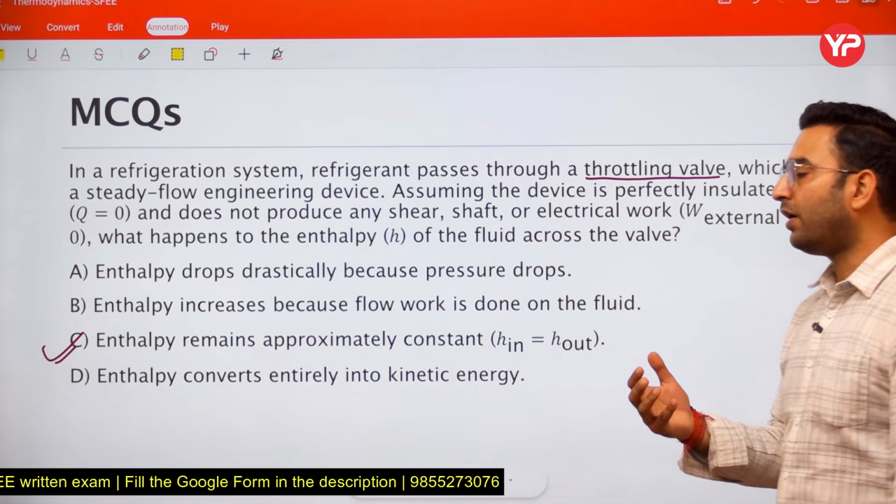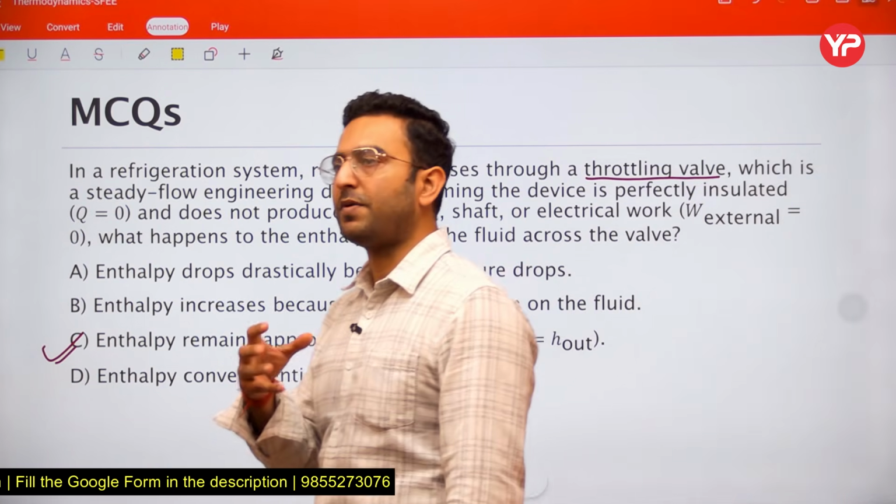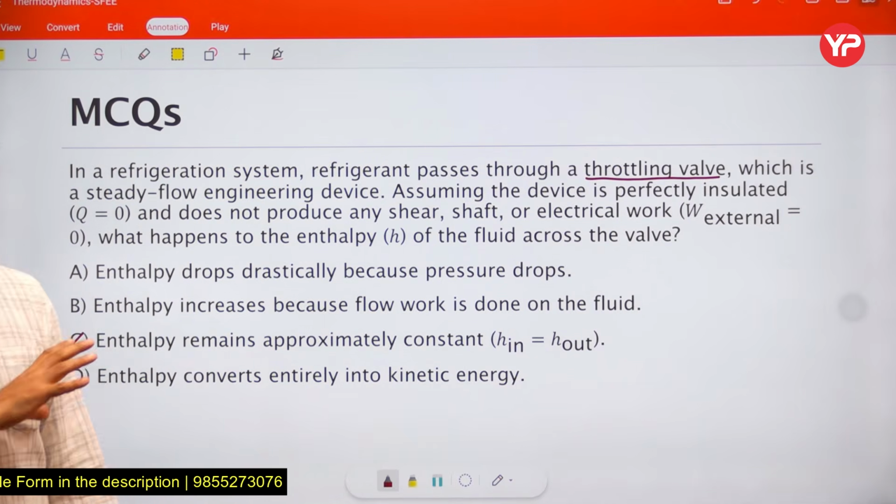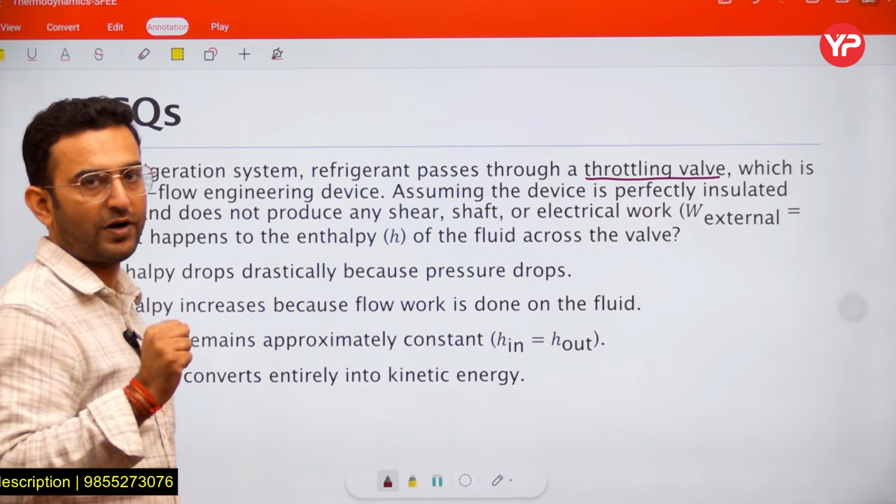Now in the next video we are going to see some other part of this particular subject, that is process calculation and thermodynamics here.